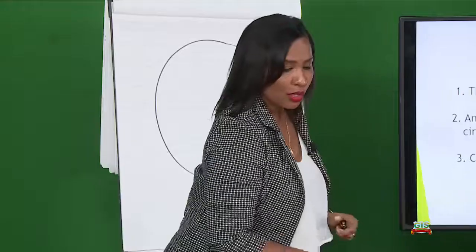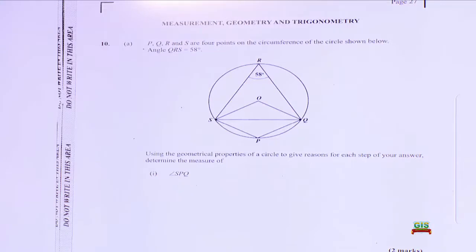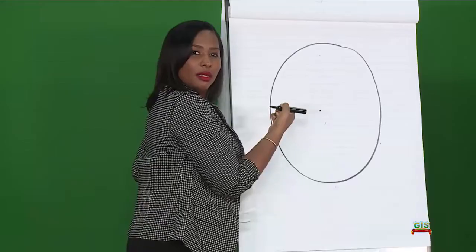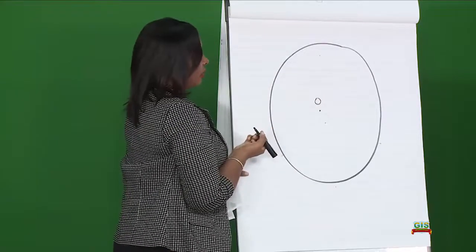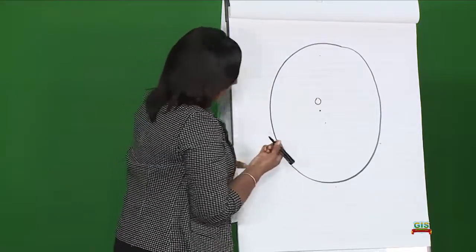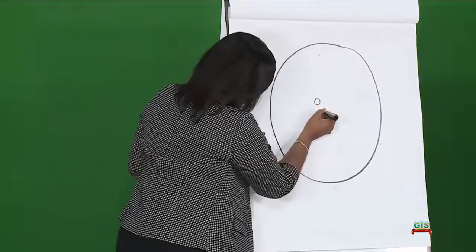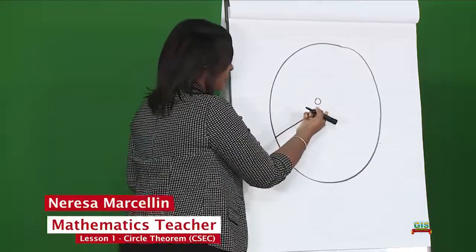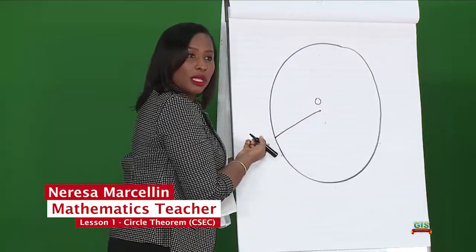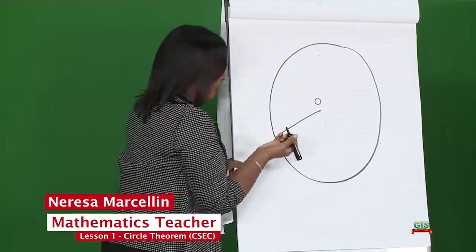All right, good. So I am going to reconstruct our CSEC question right here. I'm going to put in the center. What letter demarks the center again? Yes, O, very good. O demarks the center. That's the center of my circle. I'm going to put in a line here. What is that line? It comes from the center to the circumference. What's that line? Radius. Good.